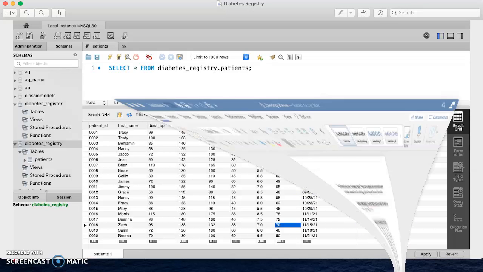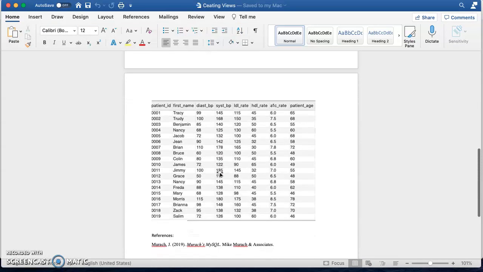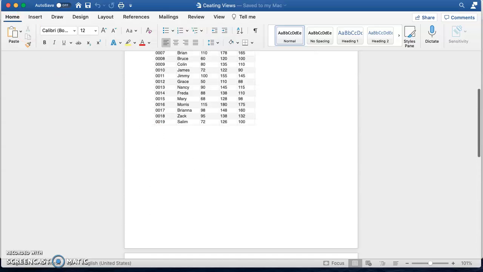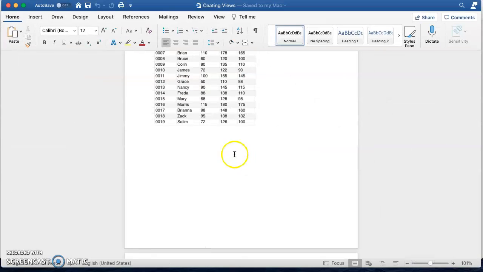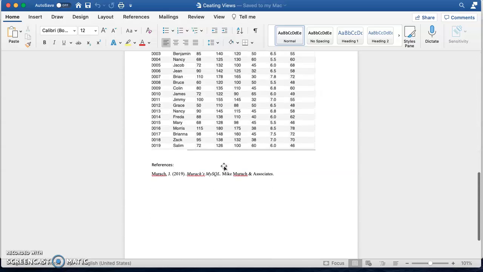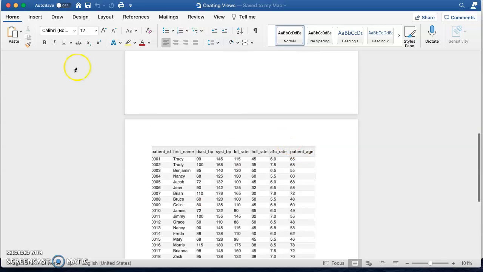We also created some views on some of these values. As you can see here, these are the same values, but we made different views of the data. For the first view, you see patient ID, first name, diastolic blood pressure, systolic blood pressure values, and you also see the LDL values. And in the second view, you see the patient ID, first name, diastolic, systolic blood pressure values, LDL, HDL values, A1C, and patient ages. Okay.